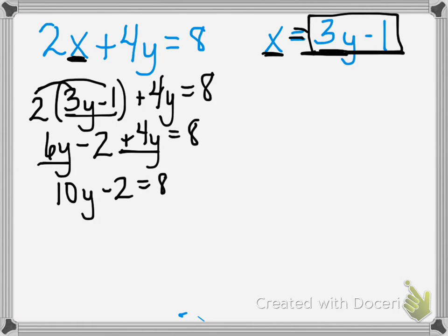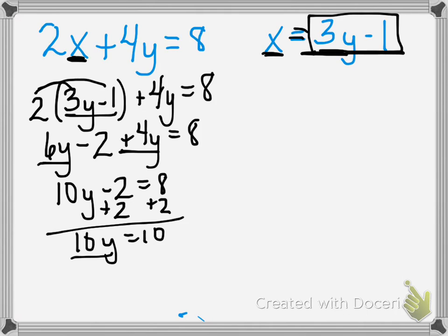To get y by itself, I've got to get rid of this minus 2. To get it to be 0, I add 2 to both sides. So I have 10y equals 10. Once again, to separate the 10 and the y, the 10 is being multiplied by y, so the inverse operation would be to divide both sides by 10. 10 divided by 10 is 1. 1 times y is y. 10 divided by 10, once again, is 1.